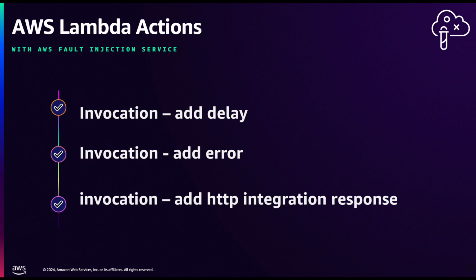1. Invocation, add delay: introduce artificial latency to Lambda function invocations. 2. Invocation, add error: introduce Lambda function invocation errors. 3. Invocation, HTTP integration response: modify the HTTP responses returned by Lambda functions.